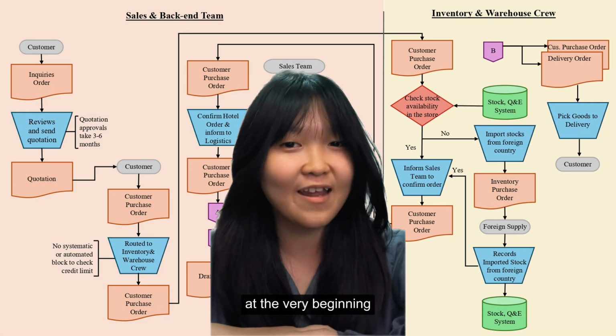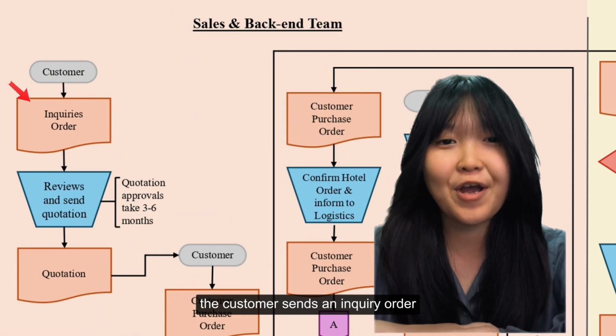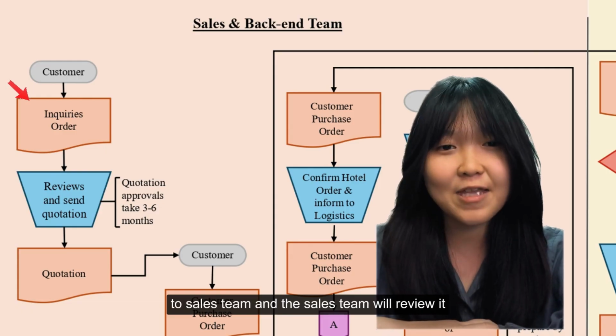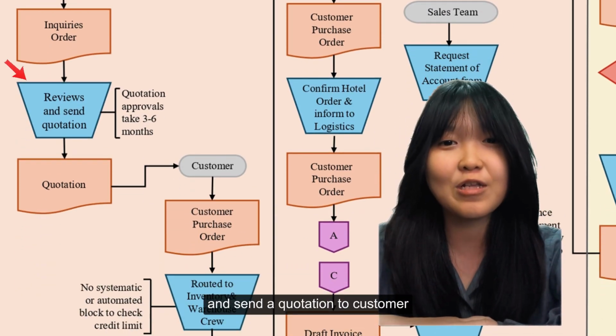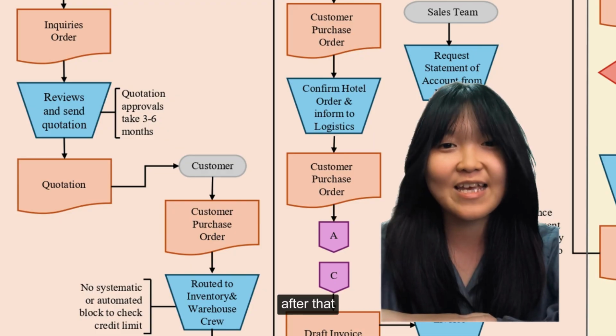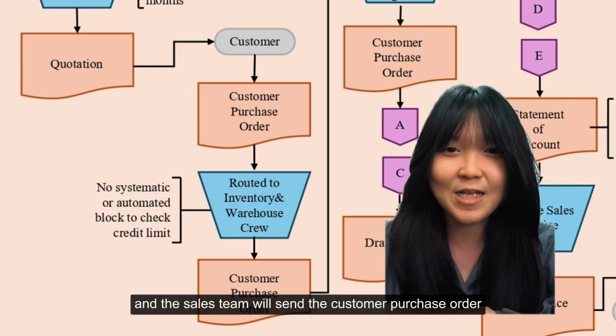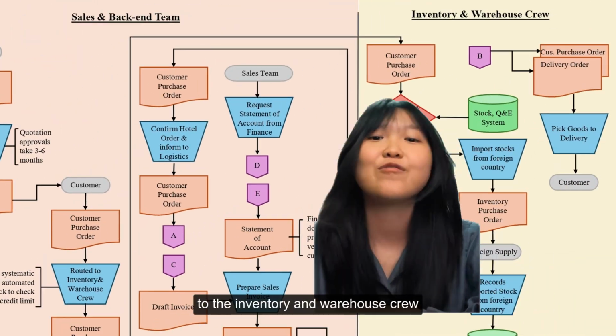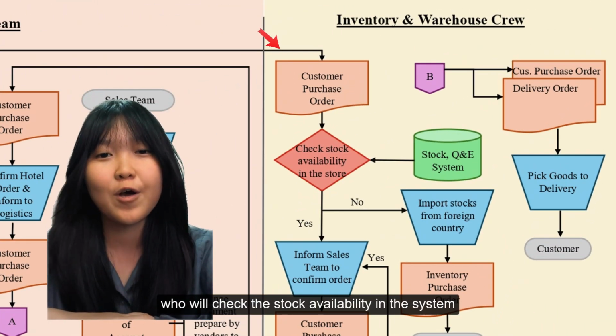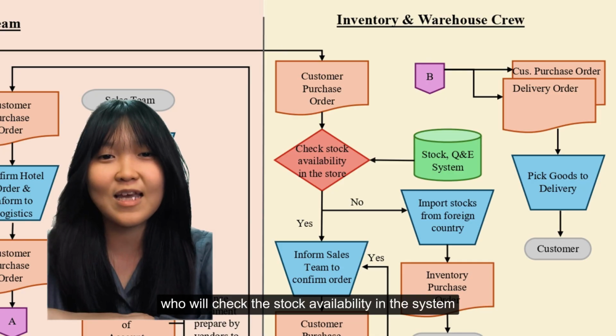At the very beginning, the customer will send an inquiry order to the sales team, and the sales team will review it and send a quotation to the customer. After that, the customer will submit the official purchase order to the sales team, and the sales team will send the customer purchase order to the inventory and warehouse crew, who will check the stock availability in the system.